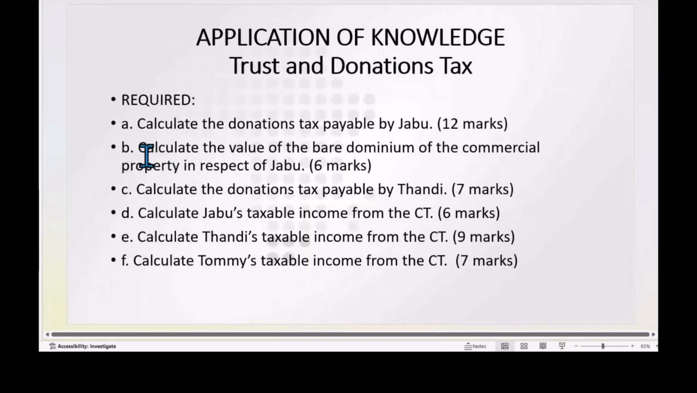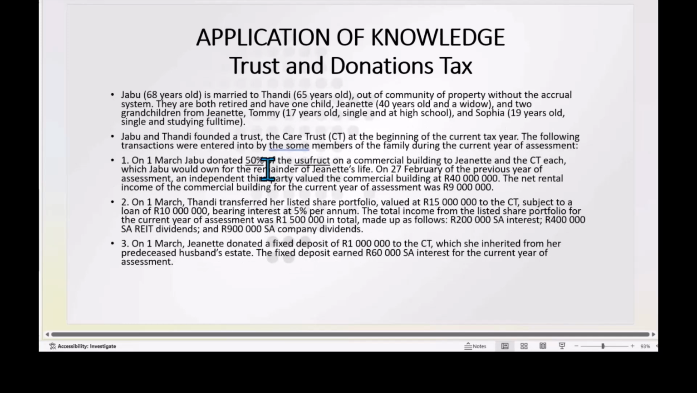Okay. So let's go back to our required. They tell us that we need to calculate the donations tax payable by Jabu. So after we've read all the information, we see that Jabu only made one donation during this year, and that's the donation of the usufruct of the commercial building. So where do we start?